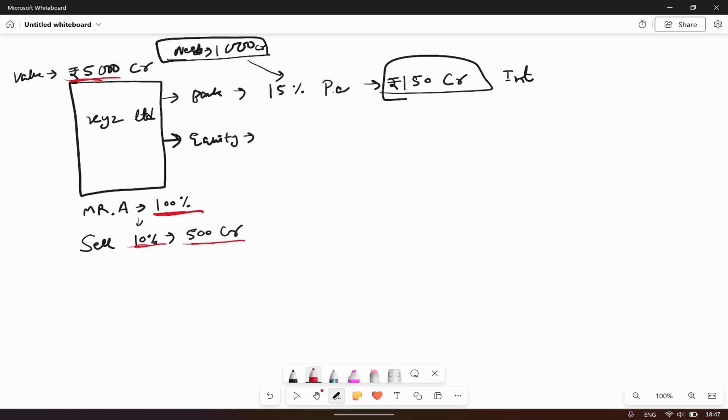However, Mr. A needs 1,000 crores. So what he will do is sell 20%, because 20% would be 1,000 crores. So let's say he decided to sell 20% of his company via equity, and he will get 1,000 crore. Now, the advantage is that he doesn't have to pay anything. There's no obligation like an interest rate. There's an obligation of paying interest at 15%, doesn't matter whether the company is making any profit or not. In equity, there's no obligation.